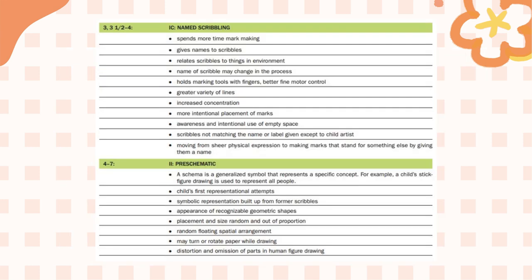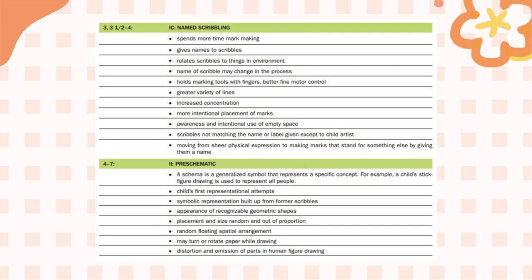Now, let's look at the next two stages, named scribbling and pre-schematic. First, we have the named scribbling stage, around 3 to 3.5 years old. At this stage, children spend more time making marks and begin to give names to their scribbles. They may connect their scribbles to something they know in their environment. For example, a child may make some lines and say, "This is my mummy." The drawing may not look like a mummy to us, but it has meaning to the child. Children also have better motor control, more variety in their lines, and become more intentional about where they place their marks.